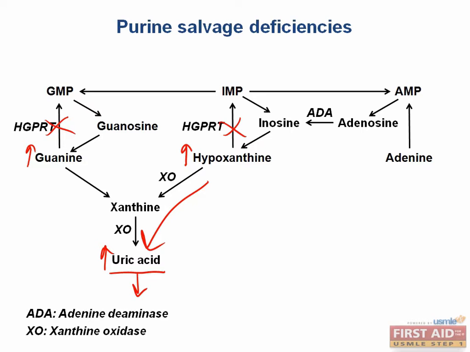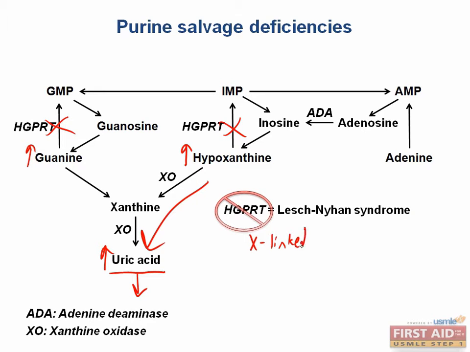What's this syndrome called? This is Lesch-Nyhan syndrome. HGPRT is on the X chromosome, so this is an X-linked recessive disease. And you can remember that this gene is involved in purine salvage pathways using the mnemonic, "He's got purine recovery trouble."